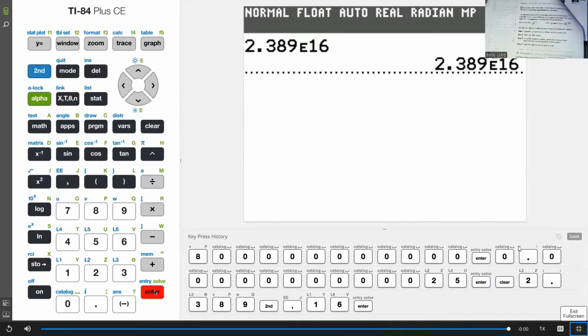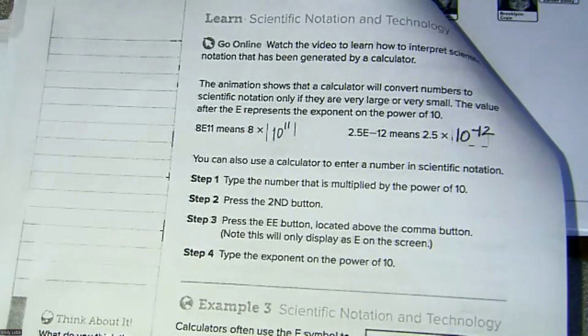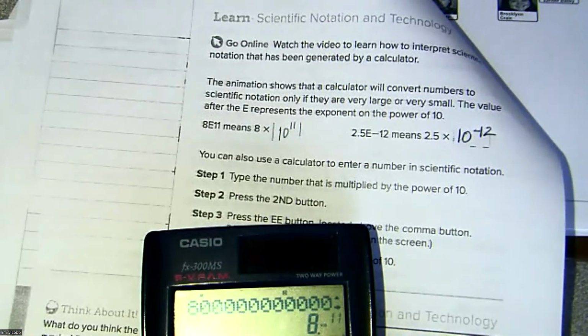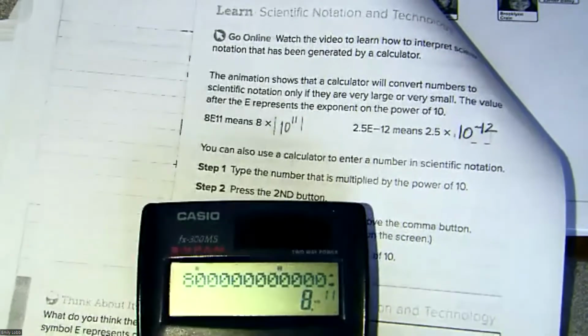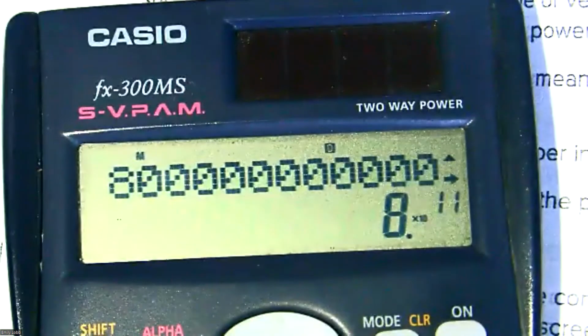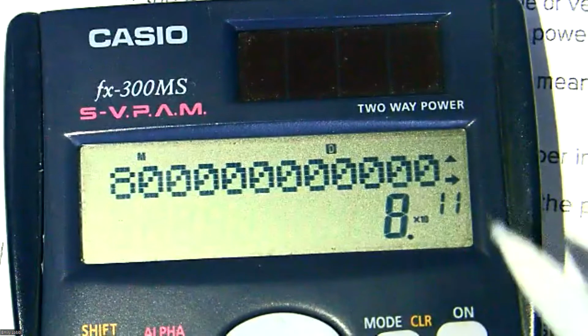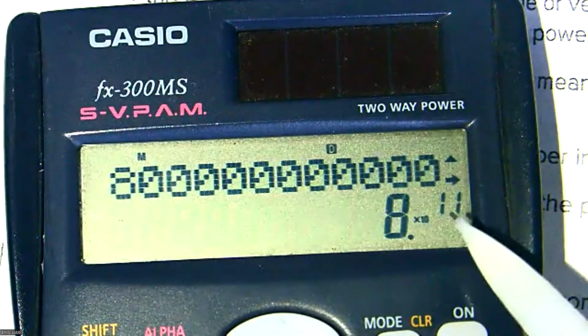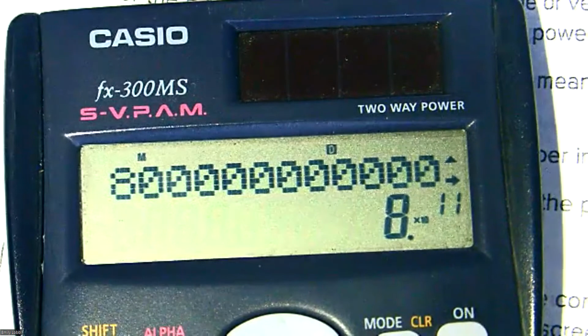Okay, so it looks a little bit different on your scientific calculator. So these were the 2 things that we were filling in. So hopefully you caught on and we're following along slightly there. Now, when I put in that first one, 8 with 11 zeros behind it, it came out like this. I don't know if you can see that very well, but it says 8, and do you see there's a little x10 there? So times 10 to the 11th power. So that's what it looks like on this calculator.